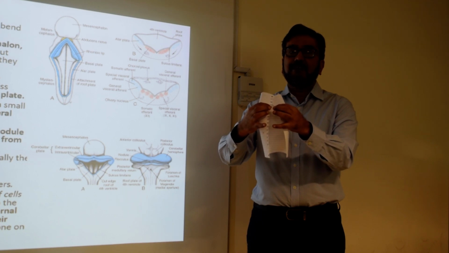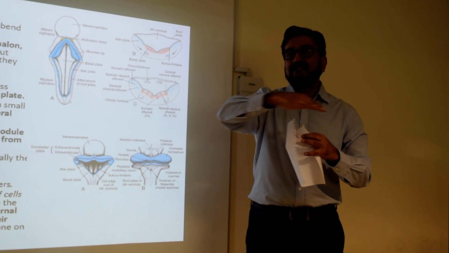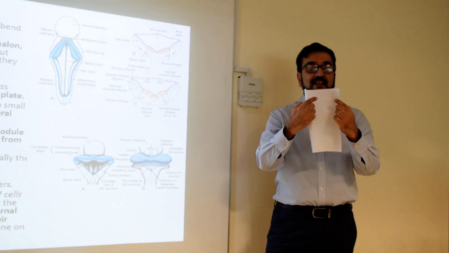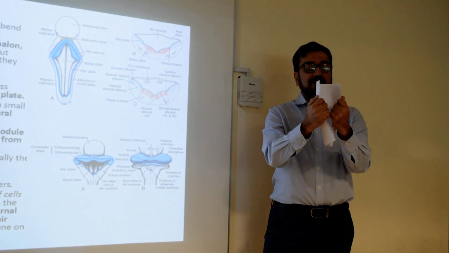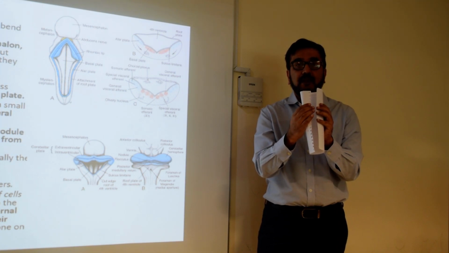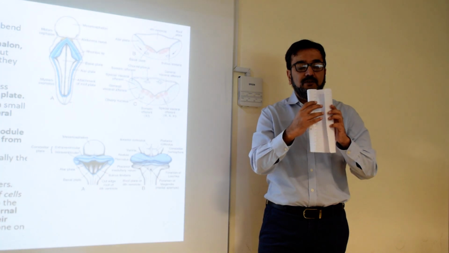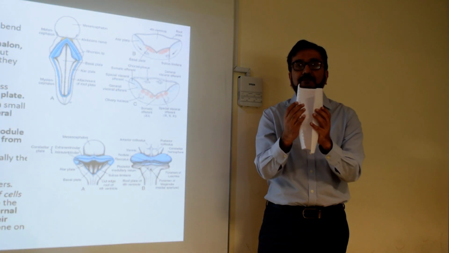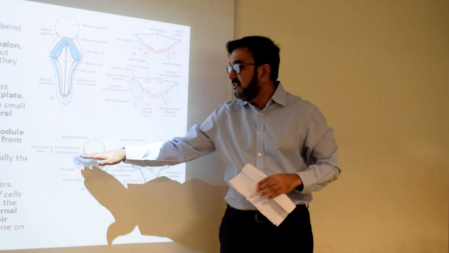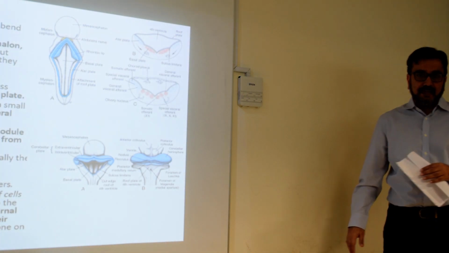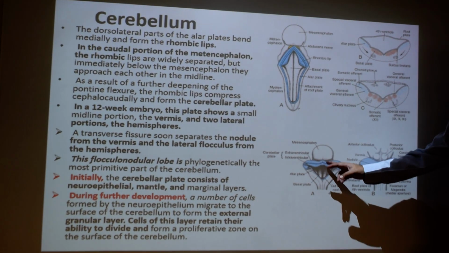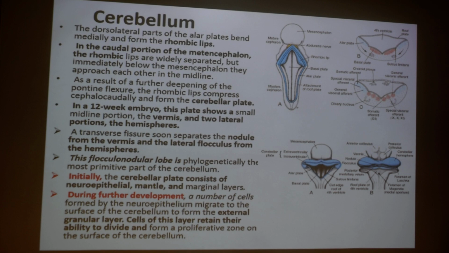The lips are going to come together, and they are going to form a flat plate, which is called the cerebellar plate. So initially, when you have the neural tube, the rhombic lips are like this. When the pontine flexure goes like this, these two lips come together, form a flat plate, and this flat plate is called the cerebellar plate. Now this cerebellar plate is going to give rise to the two cerebellar hemispheres, and the center portion is going to give rise to the vermis.